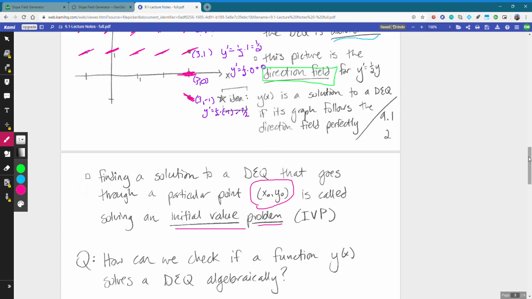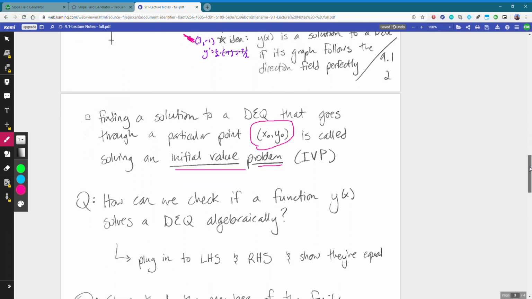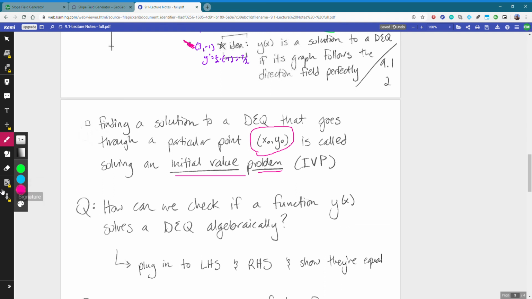All right. And so that's the geometric idea of a differential equation, what solutions look like. But how can we actually check things algebraically? If we have a particular function, y of x, on hand, how can we show that it's a solution, without kind of sketching a graph and seeing if it seems reasonable, actually truly algebraically show this?